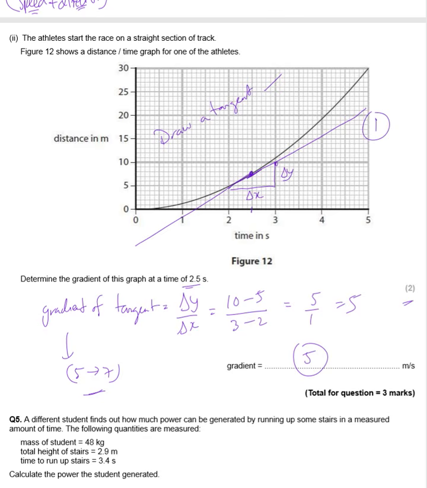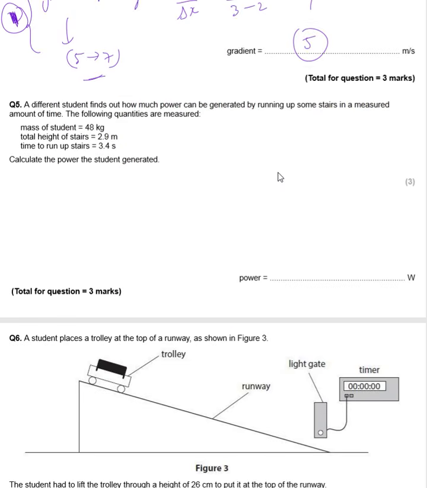One mark, draw the tangent. The second mark is this one. So first mark here, the tangent. Second mark is the working out. Okay, now let's move to the next one.